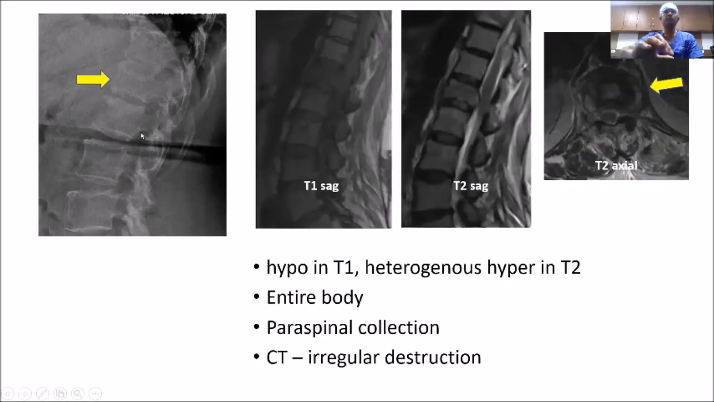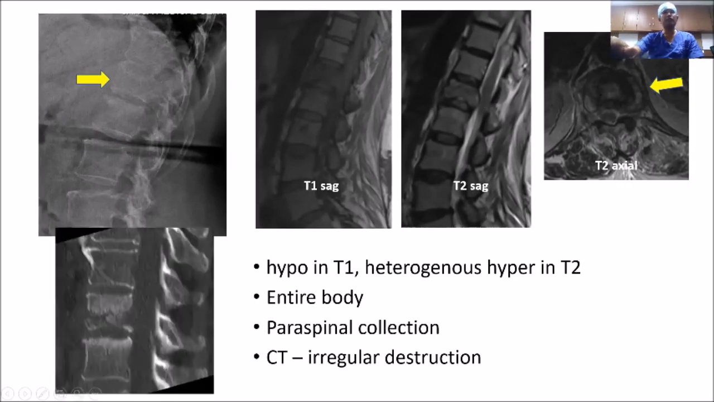This is a classical example: an 80-year-old patient who presented with severe back pain following a trauma sustained a month ago. There was a suspicion of a compression fracture, but when we did an MRI, it had the classical features of T1 hypointensity, variegated T2 hyperintensity, and paravertebral abscess of spinal infection. So CT was also performed to confirm the irregular destruction.